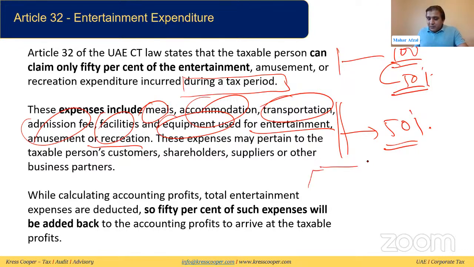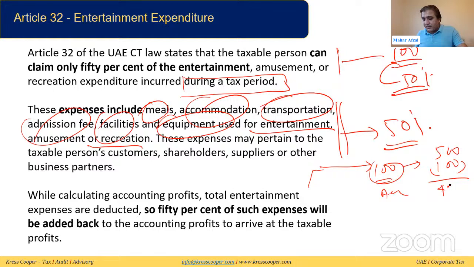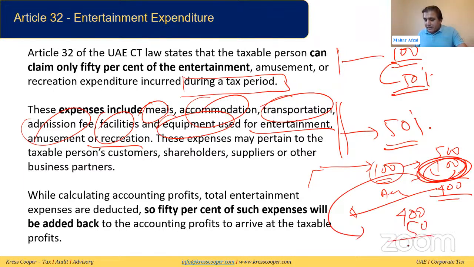While calculating the accounting profit, for sure the businesses will deduct these expenses 100%. Assuming the profit just before the entertainment expenses was 500, and my entertainment expenses are 100, my accounting profit will be 400. This accounting profit needs to be converted into the taxable profit. Out of the 100, 50 is allowed and 50 is not allowed. So 50 will be added back. My taxable profit will be 450, while the accounting profit is 400. So 50 is a non-allowable expense.